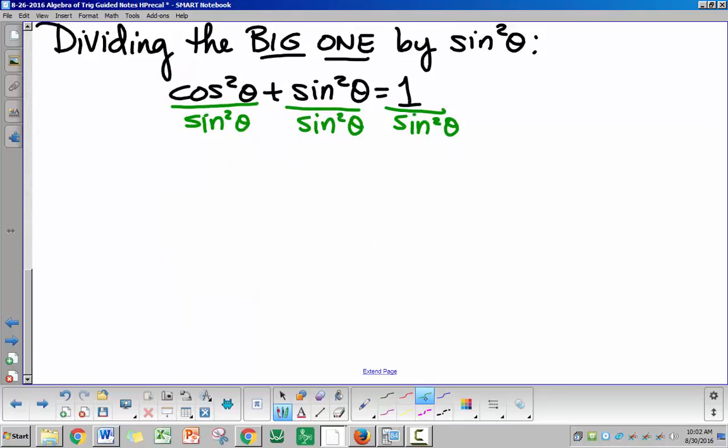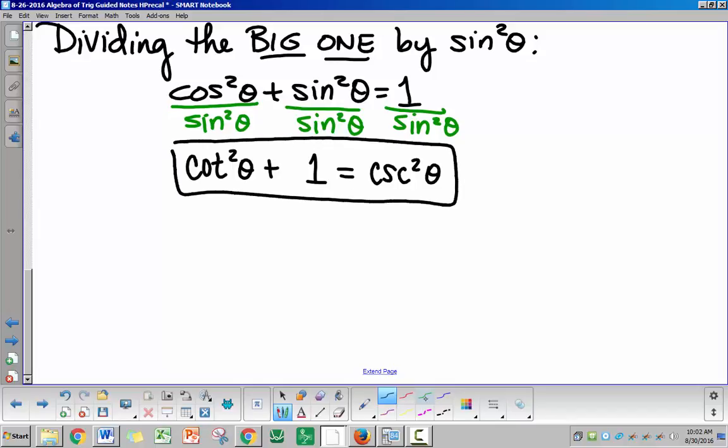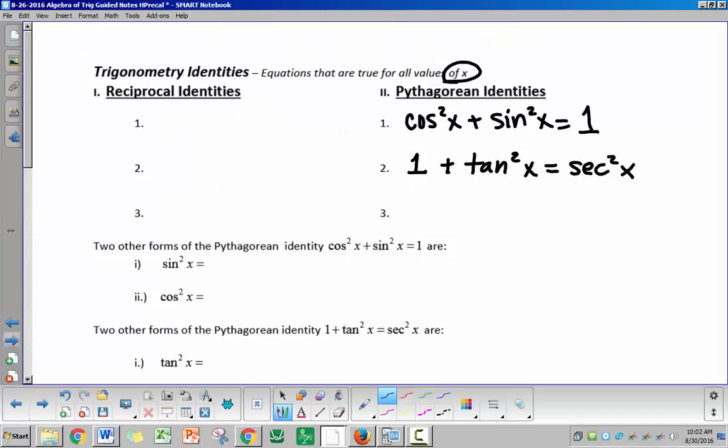So what happens when we do that? Good. Cotangent squared theta plus 1 equals cosecant squared theta. Everybody follow that? So this is the third Pythagorean identity, so we can take this and put it on the other page. And that's going to be cotangent squared x plus 1 equals cosecant squared x.